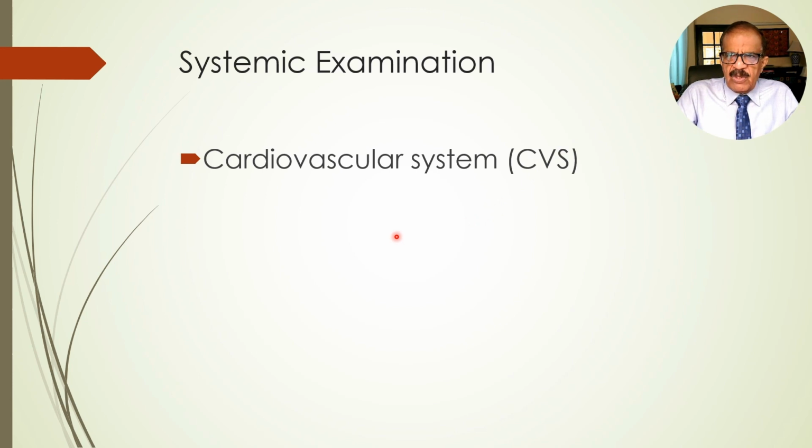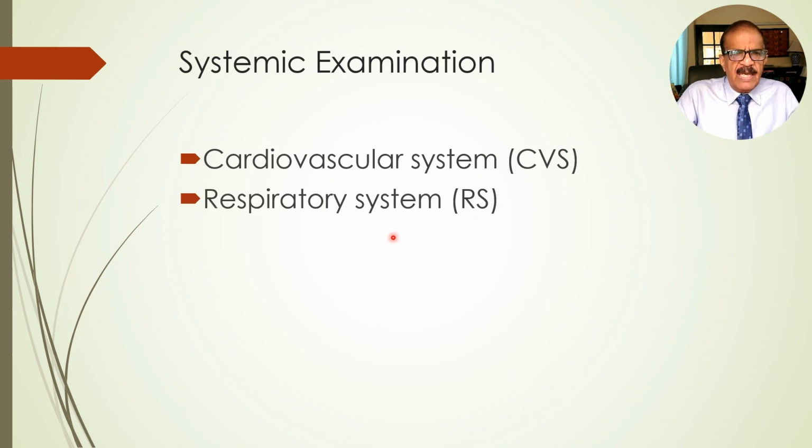So cardiovascular system, respiratory system. Cardiovascular system, I told you, includes examination of pulse and pulses. All pulses should be examined, and in the pulse you study the rate, the rhythm, the character, and the condition of arterial wall, and you also make sure that there is no delay between radial and femoral. These are the things you will be taught in cardiovascular system. Then you measure blood pressure.